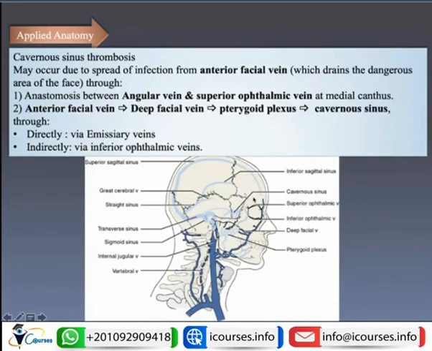The anterior facial vein then will anastomose with the angular vein here and the superior ophthalmic vein at the medial canthus. The anterior facial vein also drains into the deep facial vein to the pterygoid venous plexus to the cavernous sinus. So the infection can spread directly or indirectly from the facial infection through this venous distribution, either by the angular vein and superior ophthalmic vein to the cavernous sinus, or from the anterior facial vein to the deep facial vein to the pterygoid plexus to the cavernous sinus through emissary veins or through the inferior ophthalmic vein.